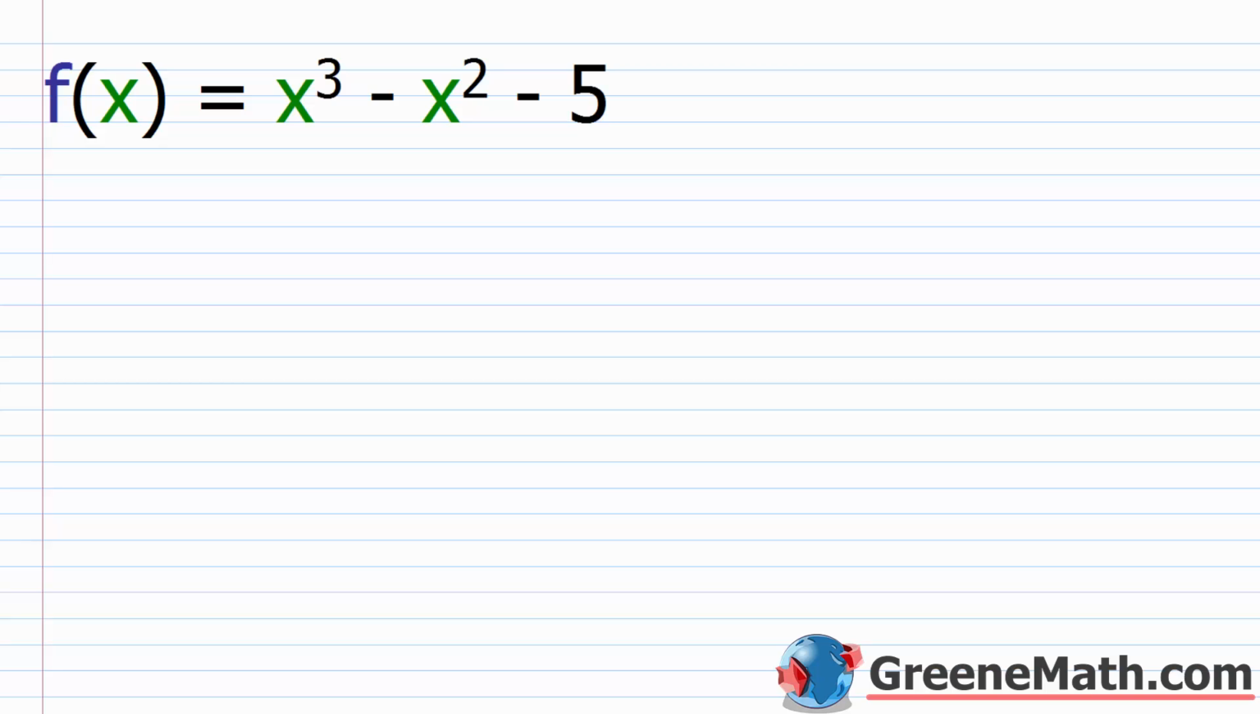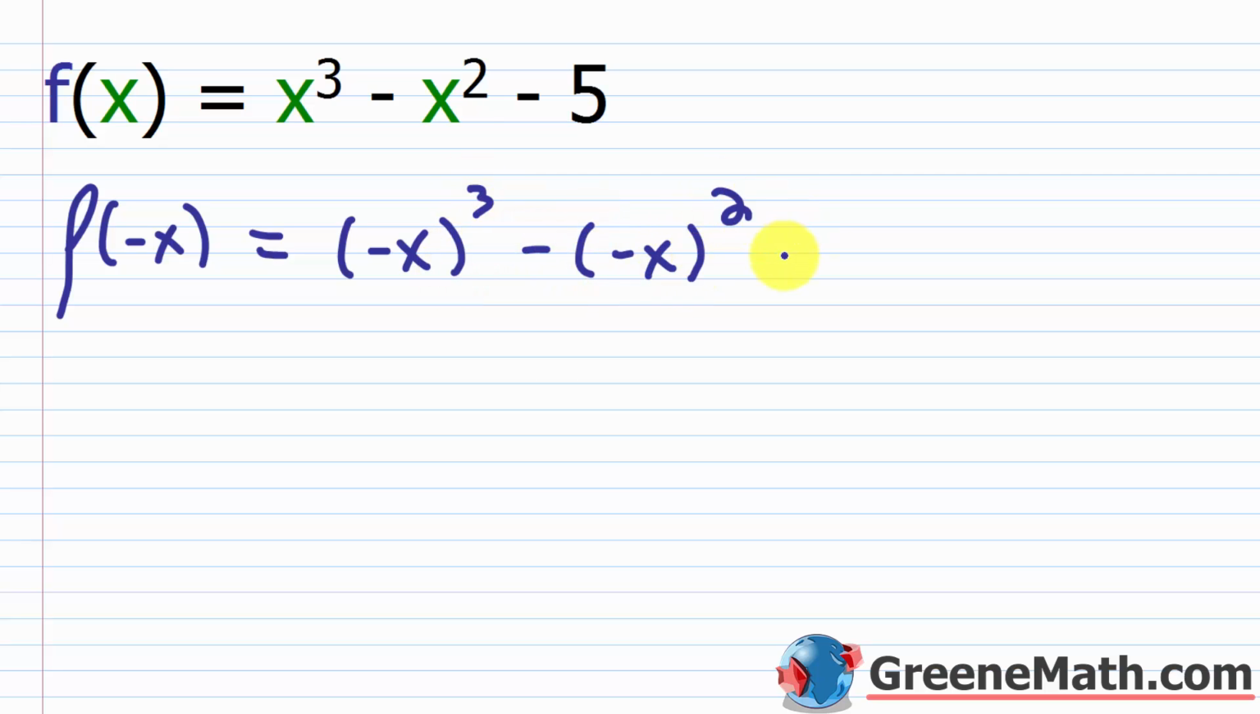So we have f of x equals x cubed minus x squared minus 5. So I'm going to start out by seeing if it's even. So f of -x is what? So I have a negative x, and this is cubed, and then minus, I have a negative x, and this is squared, and then minus 5. So the problem here is that this guy is going to change signs, right? This negative that's being cubed, that's going to change signs, but this one isn't going to change signs, right? Because I have a negative that's now squared.